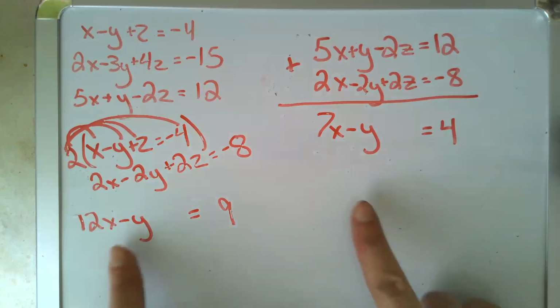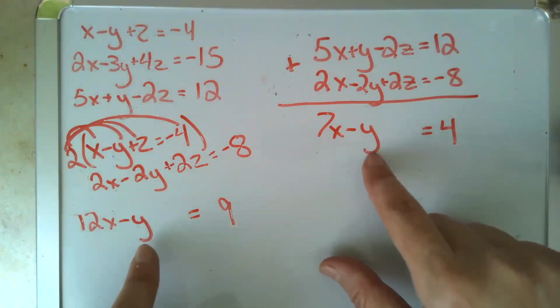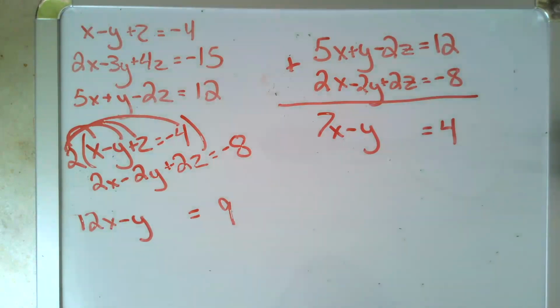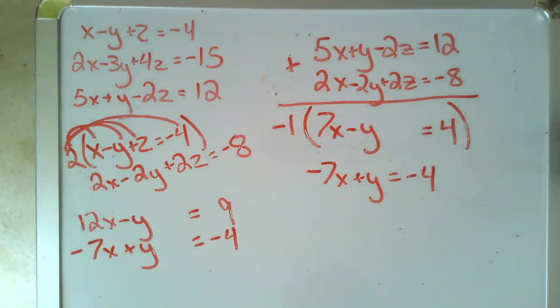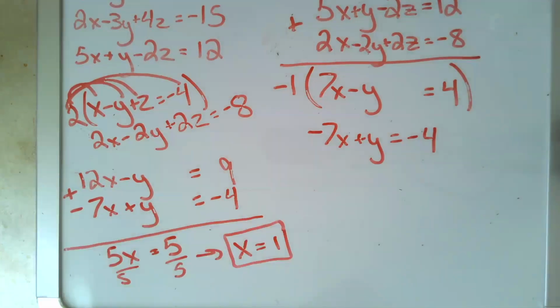So now I have two equations in two variables I can solve here. I see that I can eliminate my y if I just make one of them positive. So I'm going to multiply this equation by negative 1 because a negative times a negative makes a positive. So I distribute that through, and now I'm going to put that under here. And now I'm going to add those two equations together. And I get, which is looking very pretty. And finally, I divide both sides by 5 to find that x equals 1.